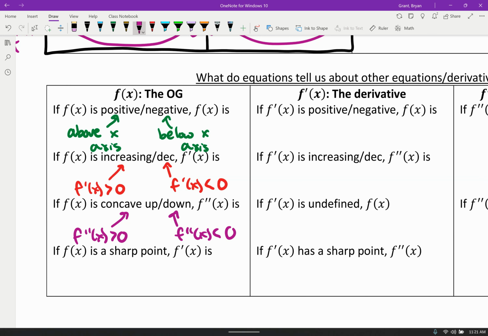And last but not least, we just discussed it. It says if f of x has a sharp point, which we sometimes call a cusp, then we know that f prime of x does not exist.